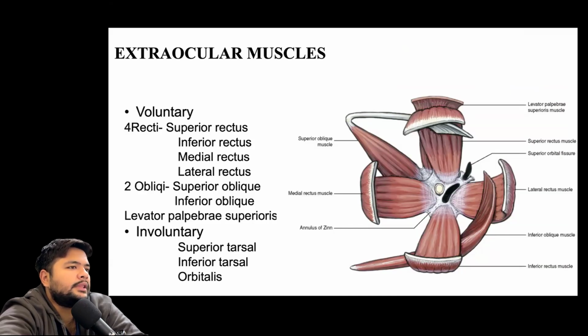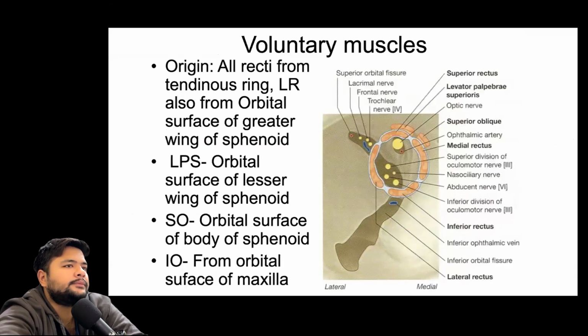Okay, so in this diagram, we can see the various muscle attachments to the orbit. This is a 3D cross-sectional diagram. The eyeball contents have been removed from the center in this image. Here we can appreciate all the muscles which are related to the orbit.